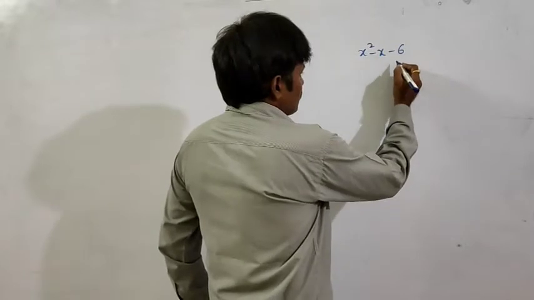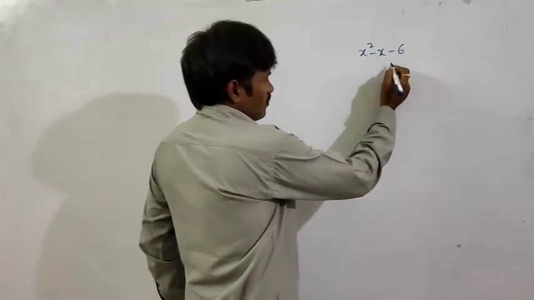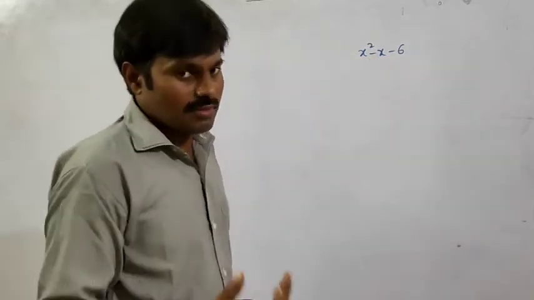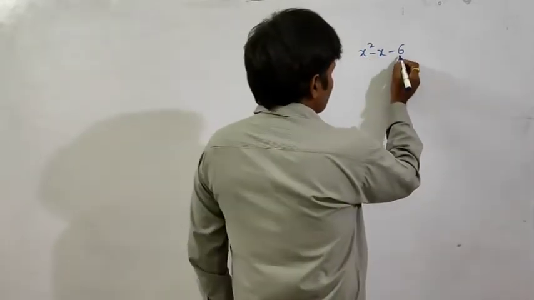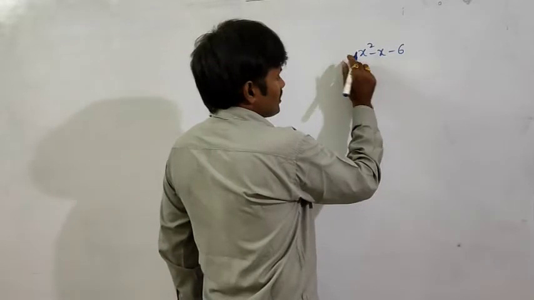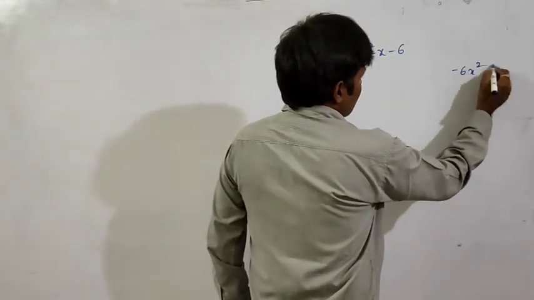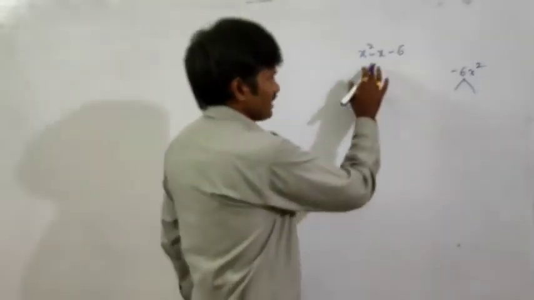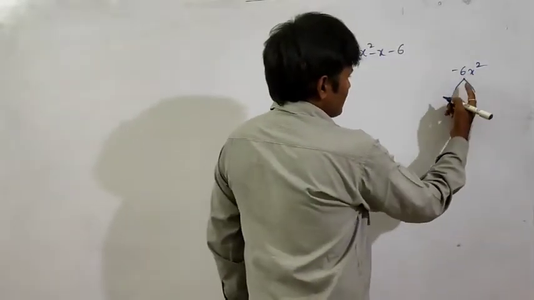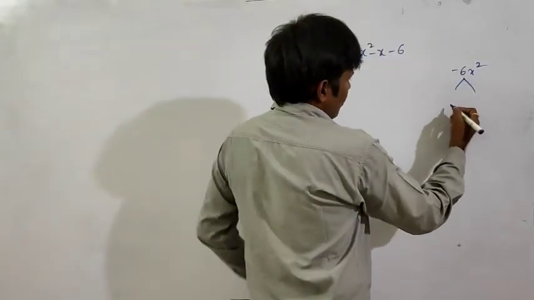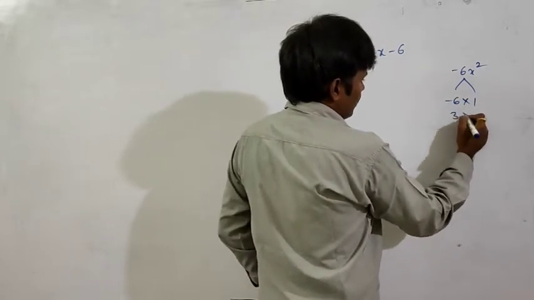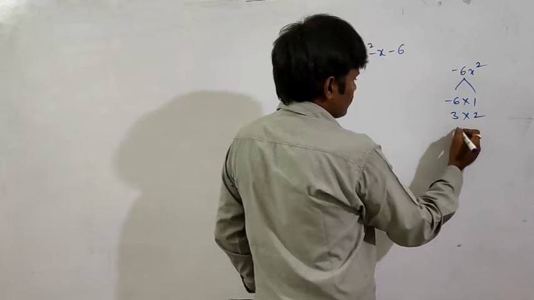So how to find the zeros of this quadratic polynomial? We use the method of splitting the middle term. Okay. So minus 6 constant into x square term, so minus 6x square. By product we should get minus 6x square, and by sum we should get minus x. Yes. Of course we can write minus 6x square as minus 6 into 1, or 3 into 2, or 2 into 3, like that.